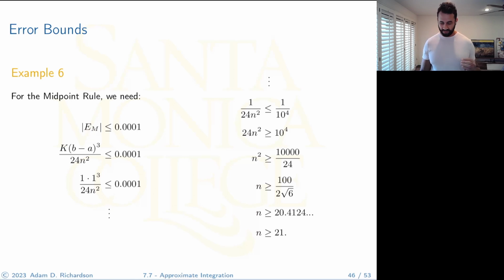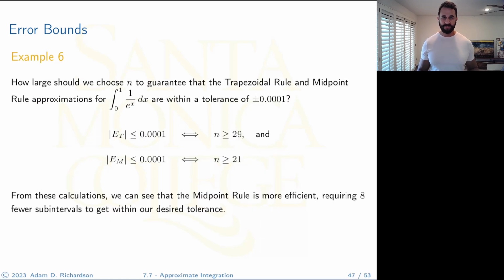Using the midpoint rule, we only need 21 subintervals. So this method is more efficient or more effective, you could say, because you don't need to do as much work to get the same level of accuracy. Trapezoidal rule required 29. Midpoint rule required 21. And that's what we get.